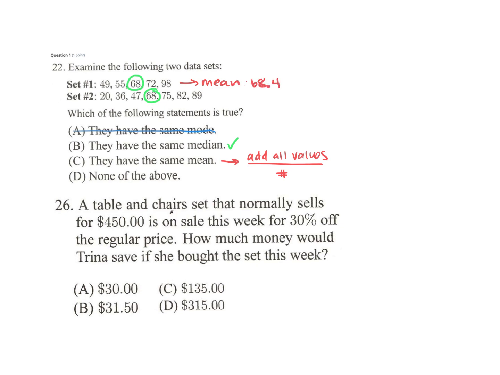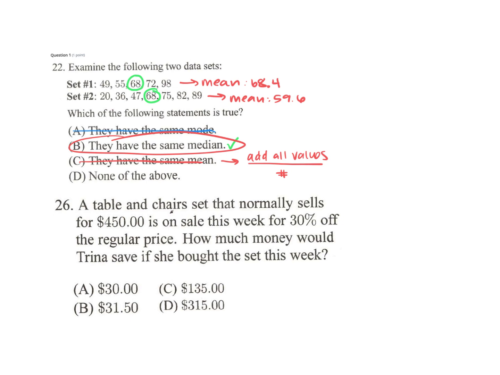Now I'm going to do the same thing in the second set. I'm going to add all of those up and then divide by 7 since there are 7 numbers. I'm going to take 20 plus 36 plus 47 plus 68 plus 75 plus 82 plus 89 and then divide by 7. And I get a different mean, 59.6. So those are not the same. I'm going with option B. They have the same median.